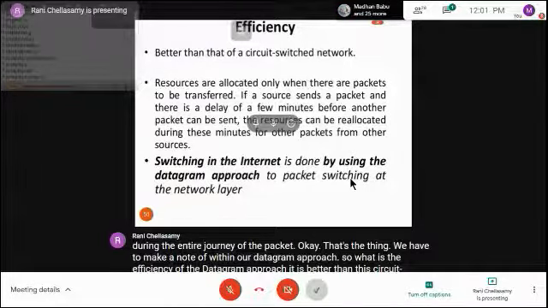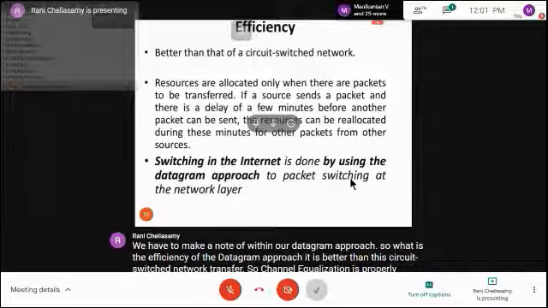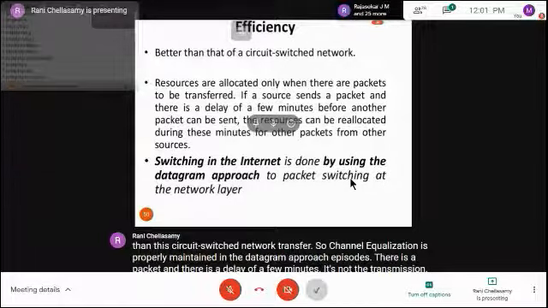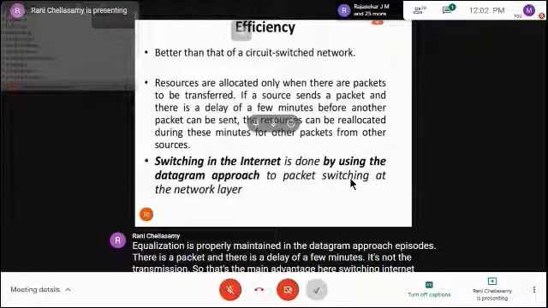If a source sends a packet and there is a delay of a few minutes before another packet can be sent, the resources can be reallocated during these minutes for the other packets from the other sources to carry out the communication or the transmission. So that's the main advantage here. Switching in the internet is done by using the datagram approach. So in the internet, you are following the datagram approach to packet switching at the network layer.